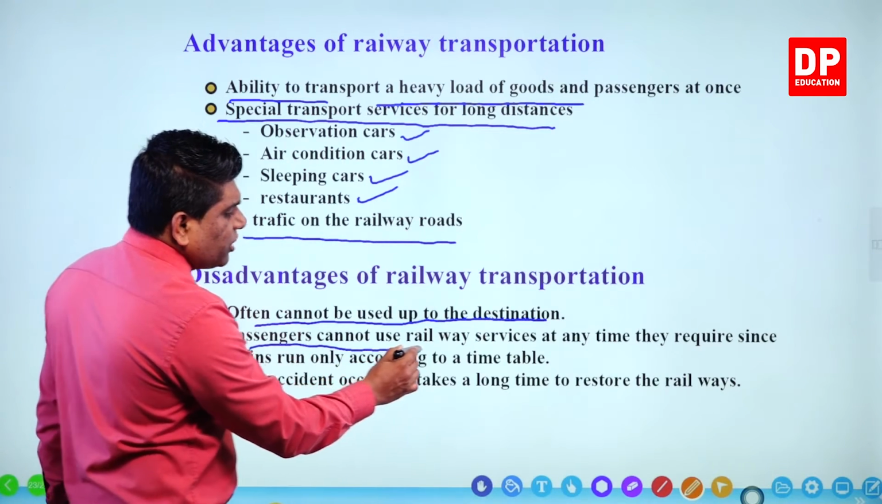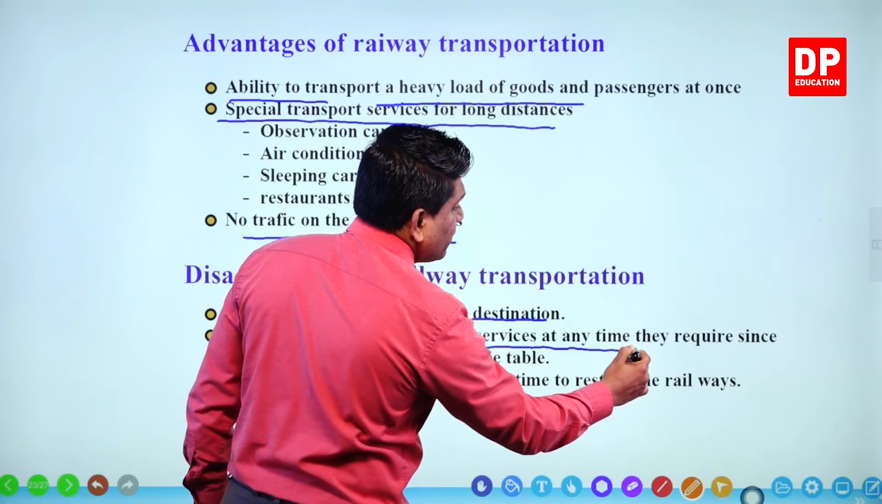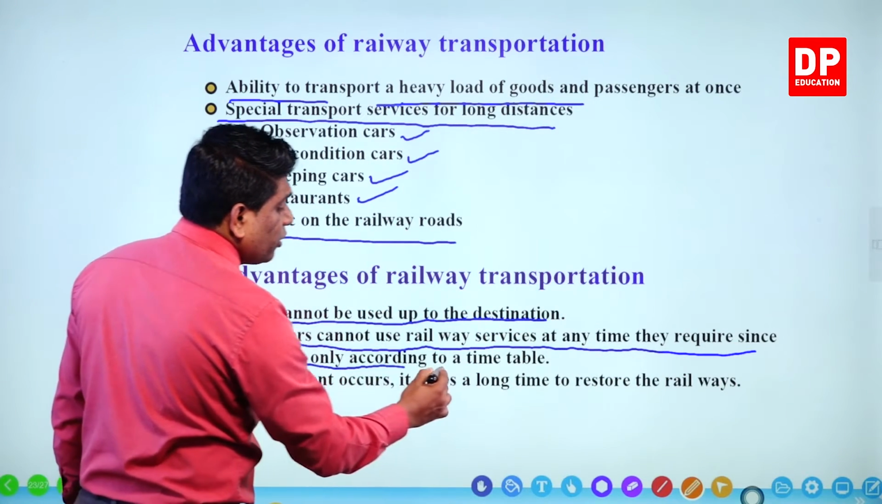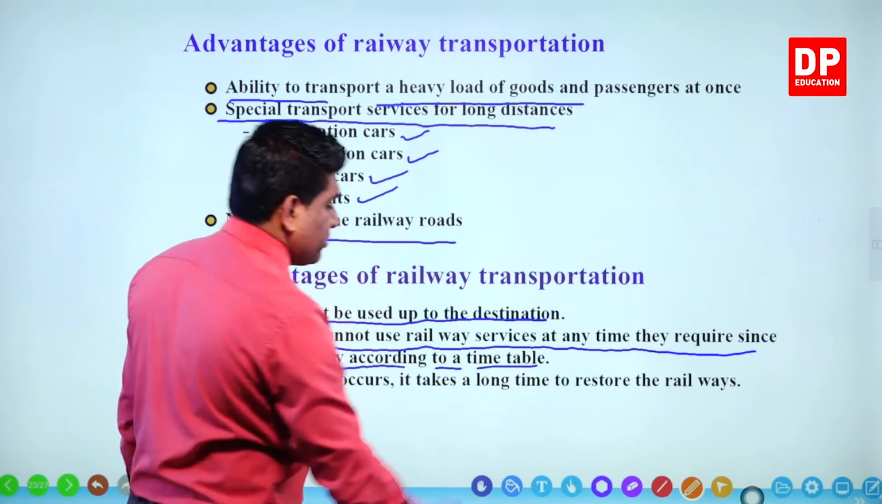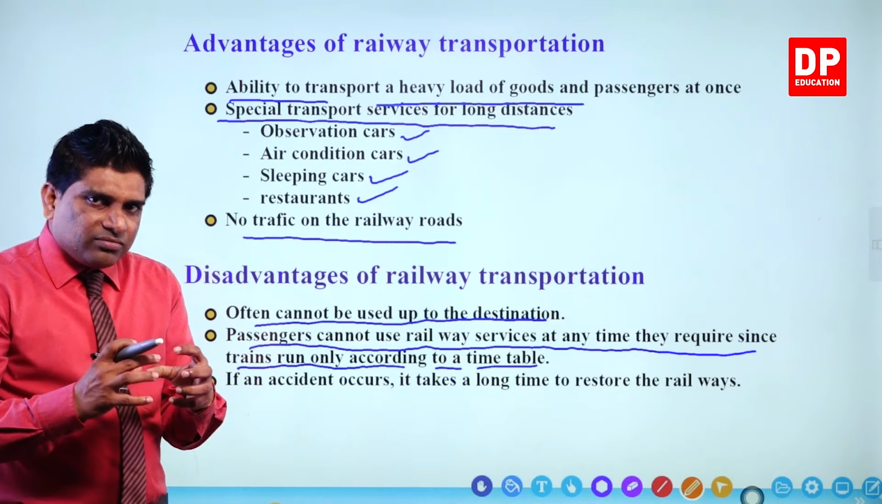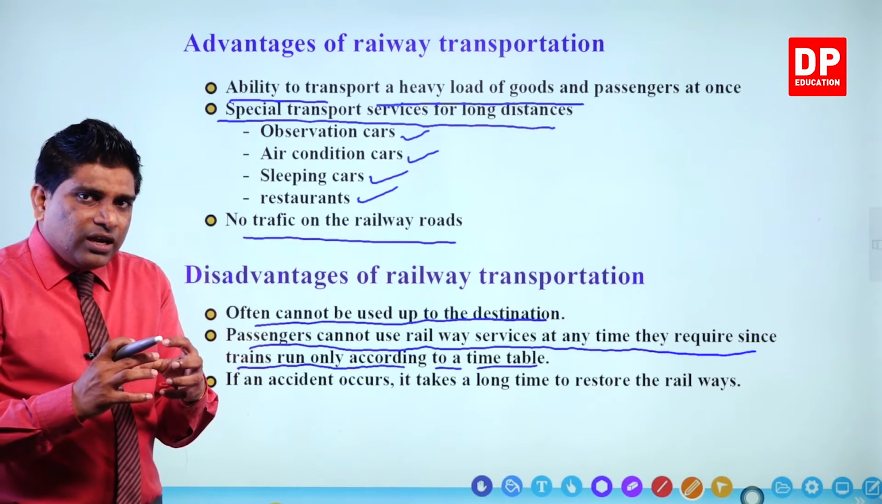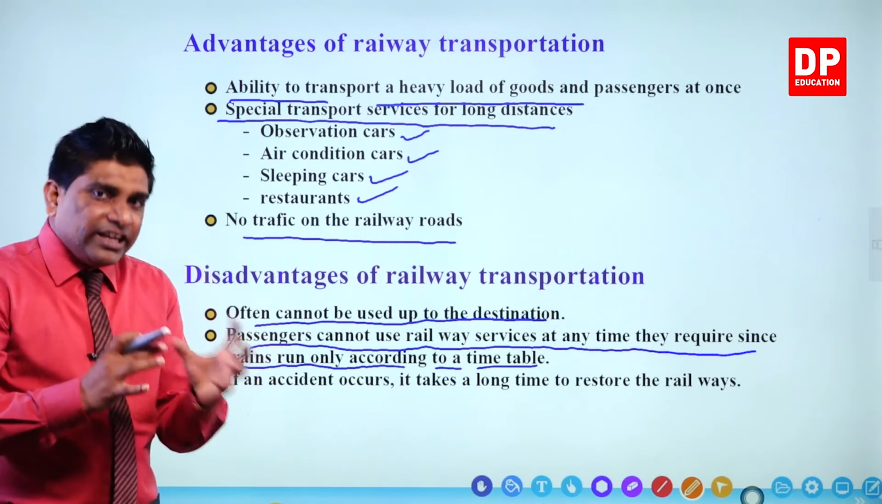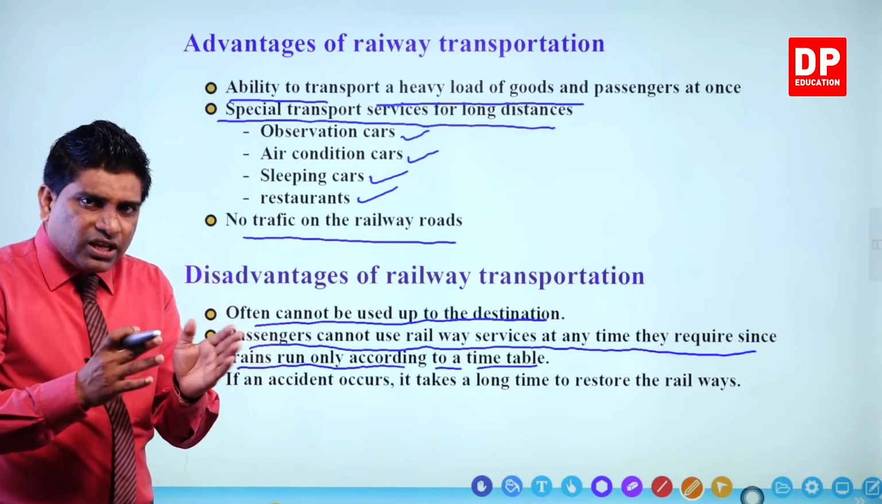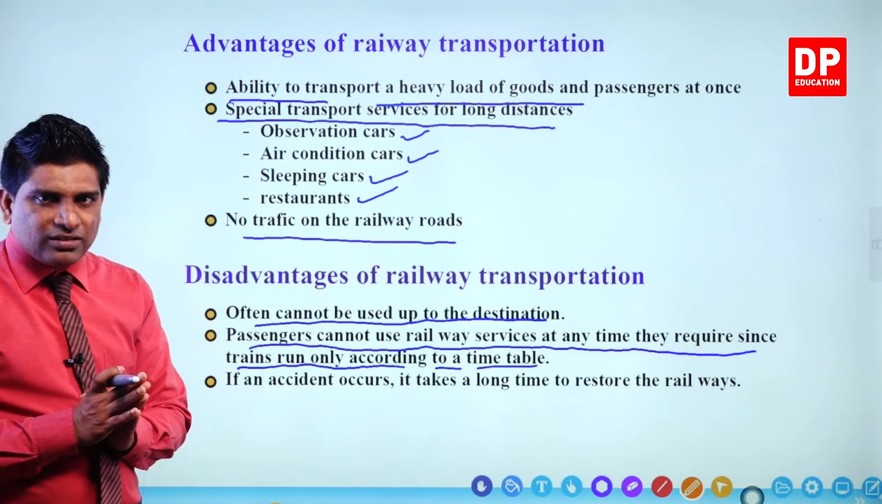Passengers cannot use railway services at any time they require, since trains run only according to the timetable, right? You can't adjust the time. You can't get a train at any time. So you have to adjust your journey according to the train timetable.